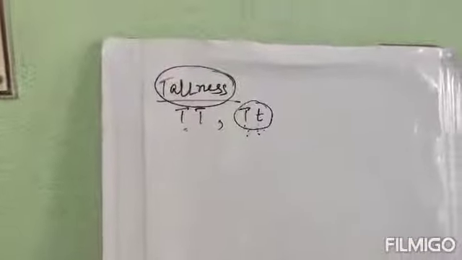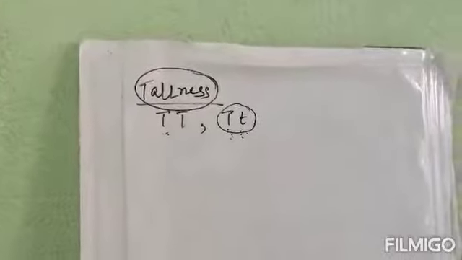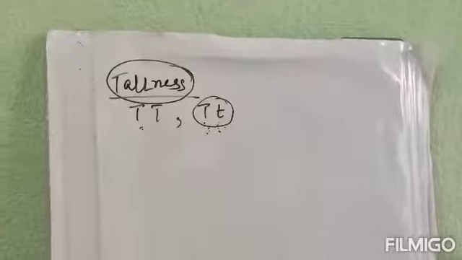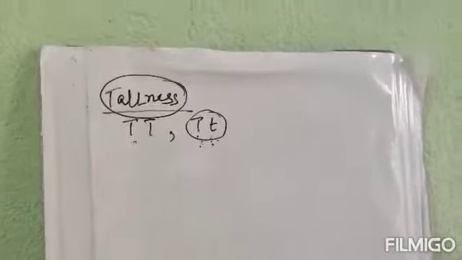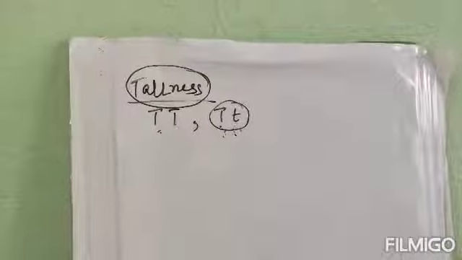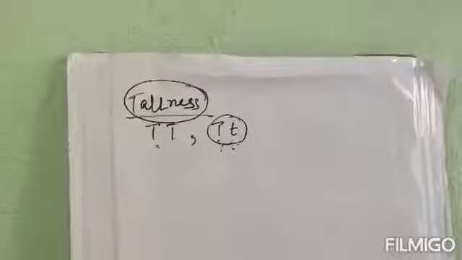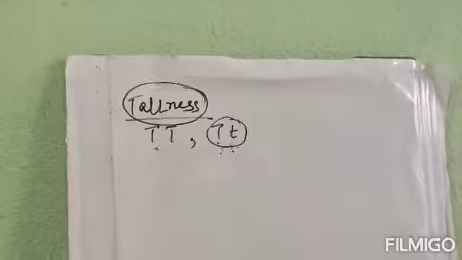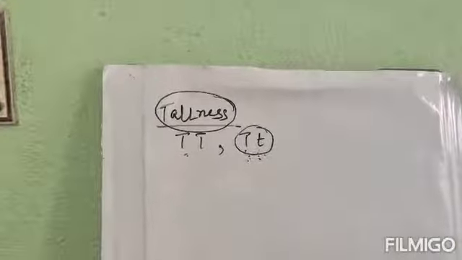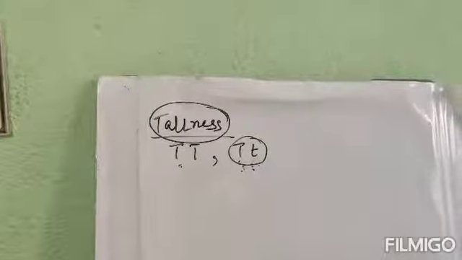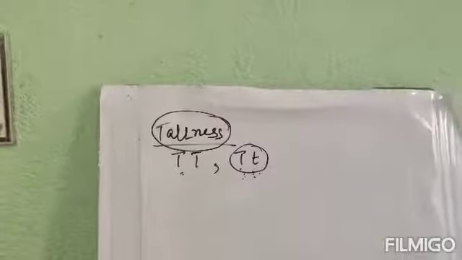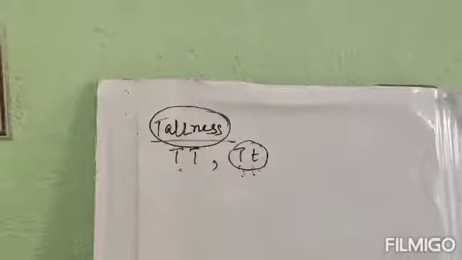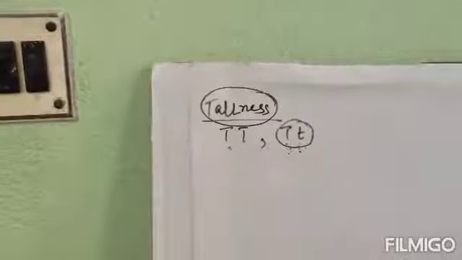When a round yellow seed pea plant is crossed with a wrinkled green seed pea plant, what will be the genotype of the F1 generation? That means you have to do the cross till the F1 generation. And in a dihybrid cross, what will be the phenotypic ratio in the F2 generation? That means you have to do the entire cross, but you have to write only the phenotypic ratio of the F2 generation, and you have to write the genotype of the F1 generation.